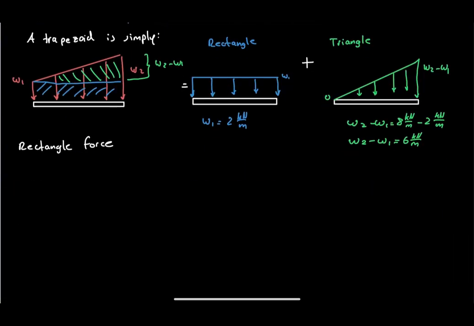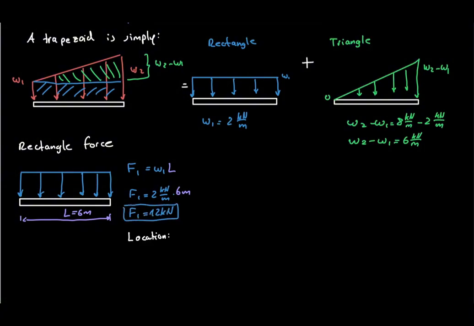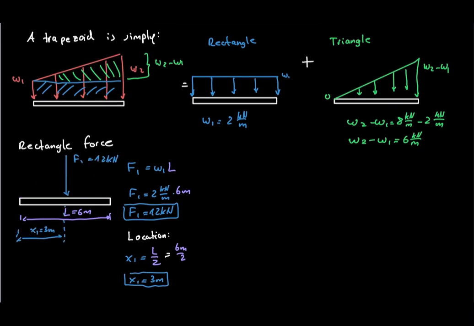Now we calculate the force from the rectangle. The equivalent force equals the area of the rectangle. Therefore, the force is 2 times 6, which equals 12 kilonewtons. This force acts at the center of the rectangle, 3 meters from the left side.